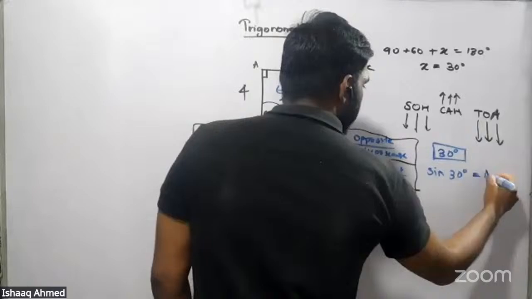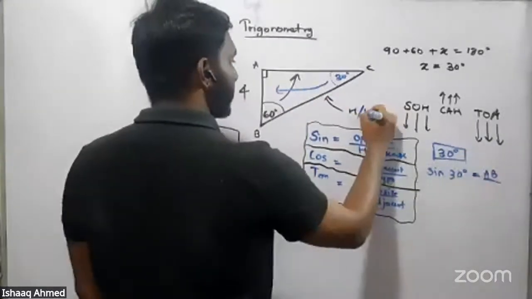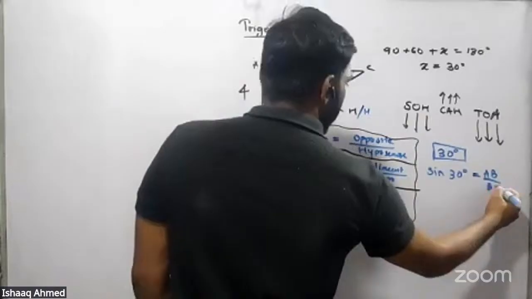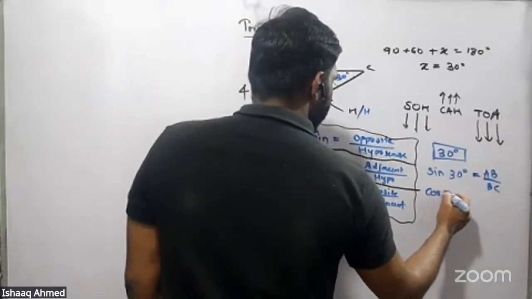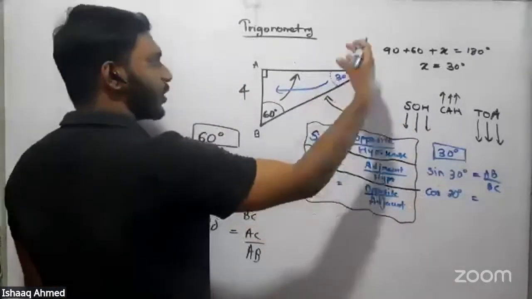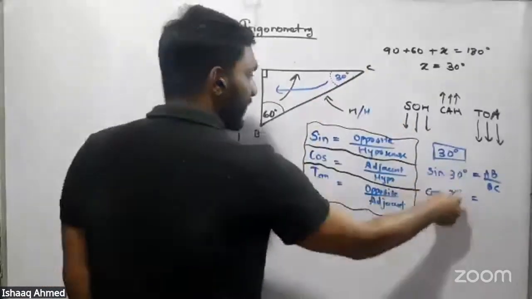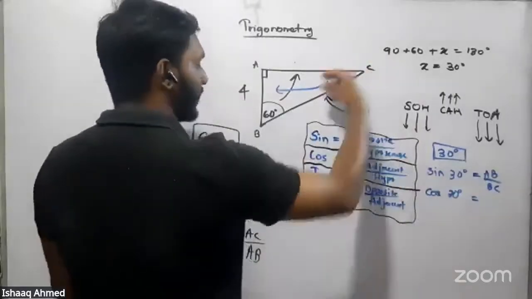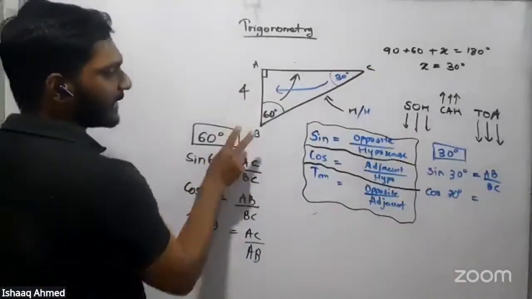So AB over hypotenuse. Hypotenuse is always this only. AB over BC, cos 30. That means for 30, we are taking cos. So with this angle, you change the way you are looking. Sine 60 means from 60 you have to look.